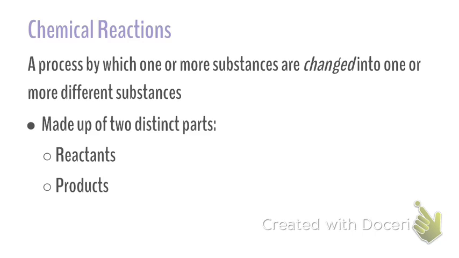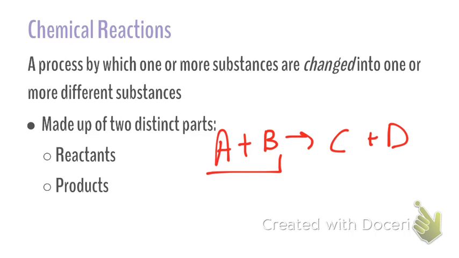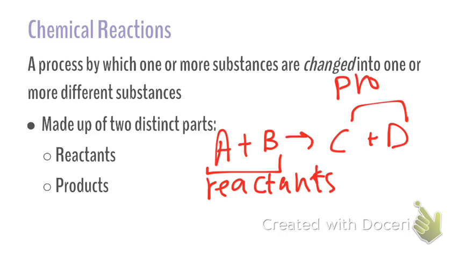So, 2 distinct parts here are reactants and products. Where are the reactants and products in a chemical reaction? Reactants are on the left. Good, right? Chemical reactions look something like A plus B yields C plus D. These would be the reactants. These would be the products, right? These are what's reacting together to produce this, right? This is what's reacting. This is what is produced. So those are our products.